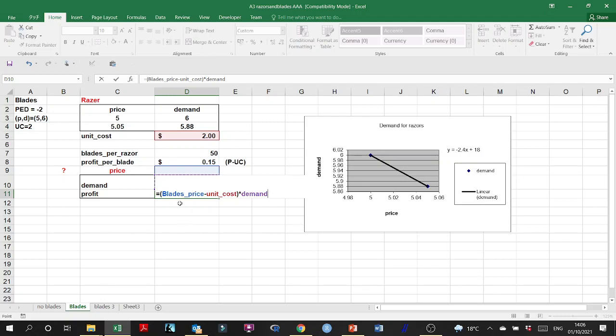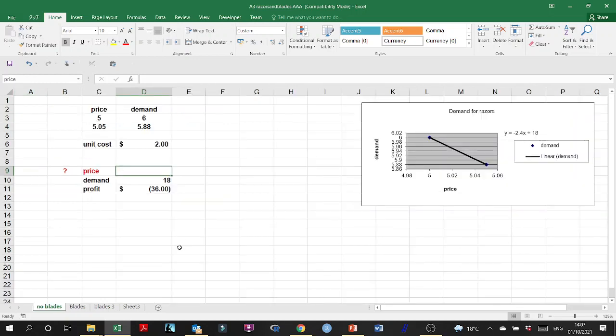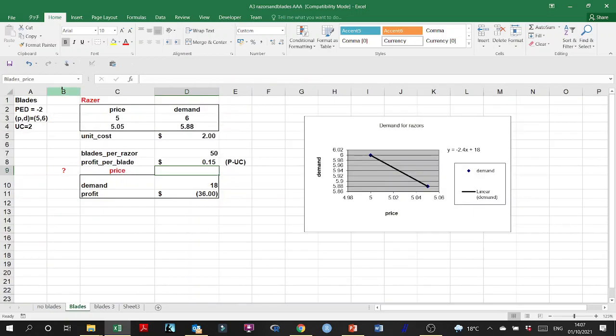Okay, so this is the usual that we've done, but this is the plates kind of situation. Plate price minus the unit cost of the plate. Sorry, the razor. I have a mistake here. This is called plates price, but it is actually razor price. So let's keep it as razor price. I'm sorry for that.